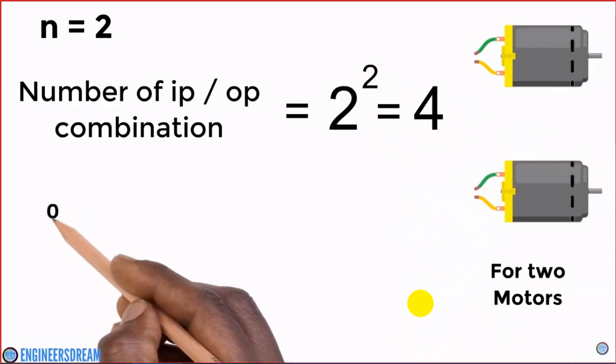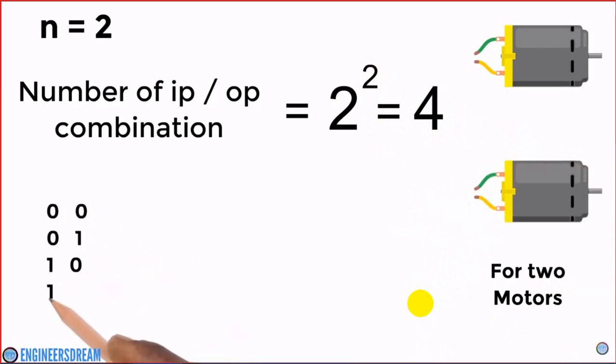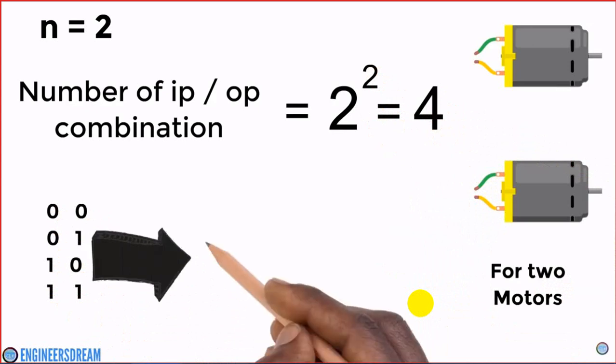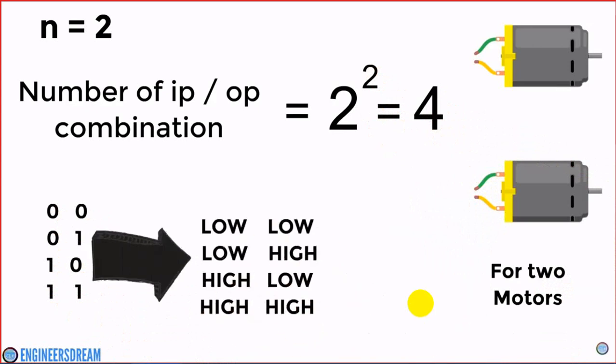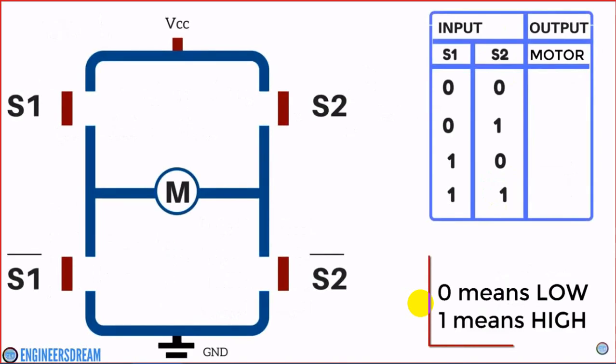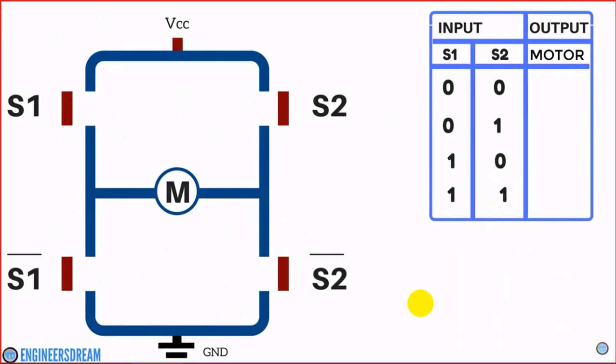And these combinations are 0,0, 0,1, 1,0 and 1,1. That is low-low, low-high, high-low and high-high. And when we apply these inputs to the motor driver from the Arduino, the motor driver will thus control the motors. So now, as you can see, this is an H-bridge circuit, and this H-bridge circuit can control one motor. On the right hand side, there is a table indicating the input and output conditions.